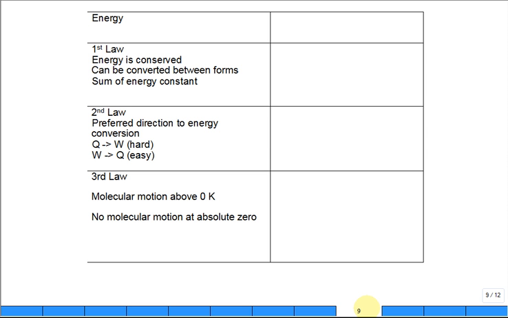This is the end of the lecture. I have a little analogy to help you remember the first, second, and third law of thermodynamics. It's not original to me. It's been out there for many years. Well, the first law, second law, and third law are all really about energy.